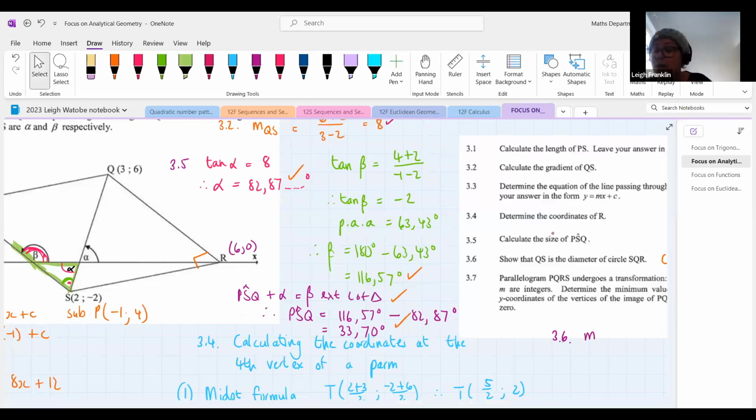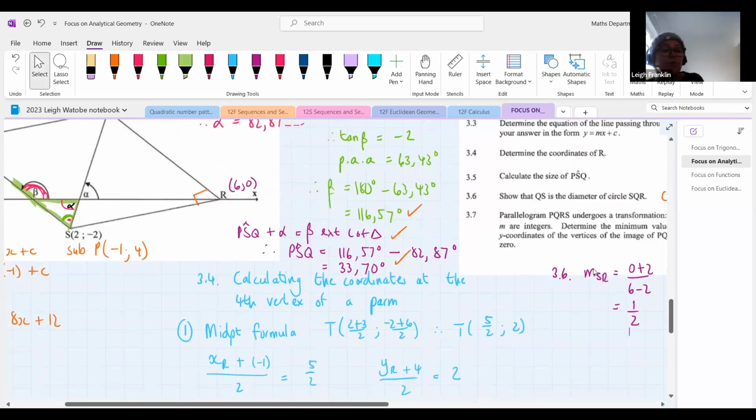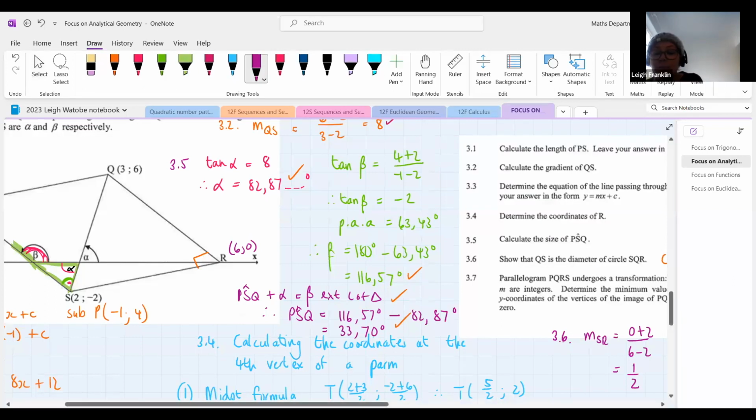Just move that out the way here. We need the gradient of SR. So let's work that out. So that would be 0 plus 2 over 6 minus 2. That would give us 2 over 4, which would be 1 over 2. Now we need the gradient of QR.